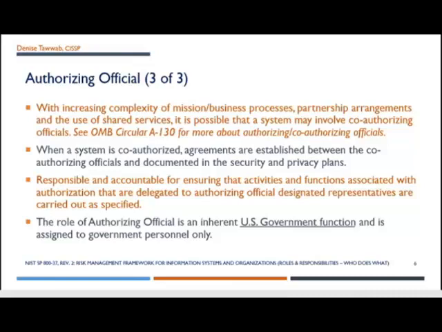Authorizing officials are responsible and accountable for ensuring that activities and functions associated with authorization that are delegated to authorizing officials' designated representatives are carried out as specified. The role of AO is an inherent U.S. government function and is assigned to government personnel only.